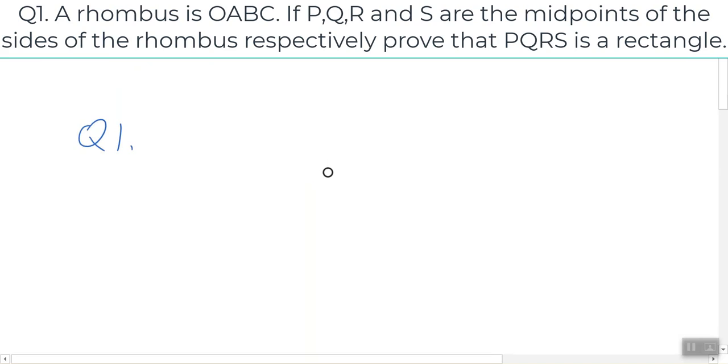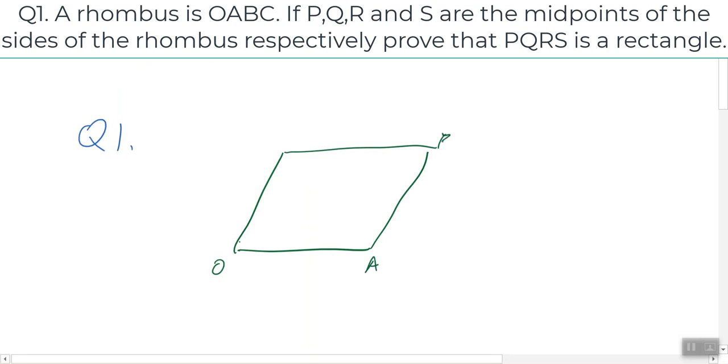So let's draw the rhombus. Rhombus O, A, B, C. We know a rhombus has what? 4 equal sides. So these lines tell us those 4 sides are equal. I'm just drawing them out of the way. We also know we have 2 sets of parallel sides.